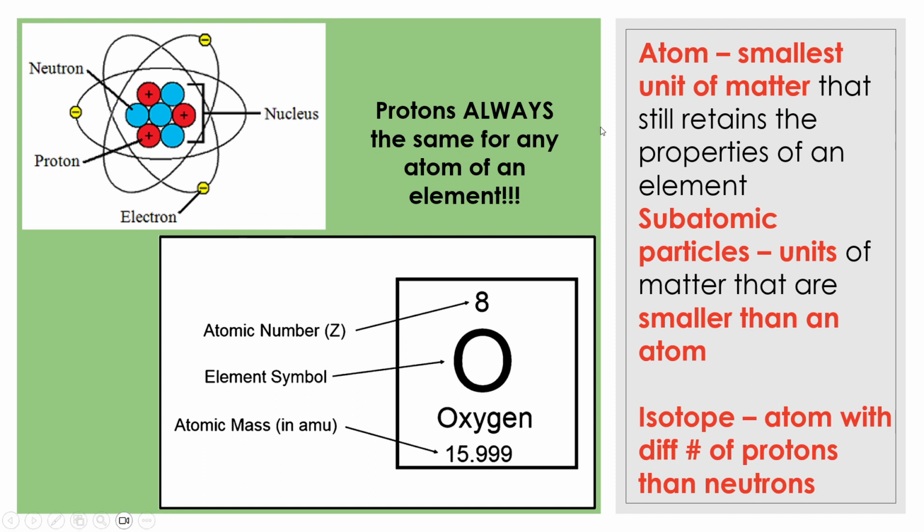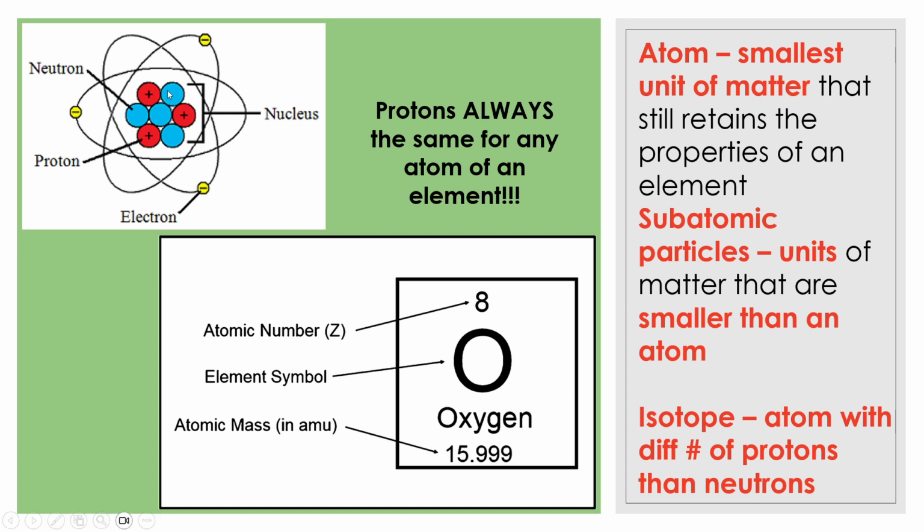Atoms. So cells are the smallest unit of life. Atoms are the smallest unit of matter, and they still retain the properties of that element. Your subatomic particles are the units that make up your atom, therefore they're smaller than it, and include protons, which have a positive charge, neutrons that have no charge, and electrons, which are outside the nucleus and have a negative charge. Your nucleus is made up of protons and neutrons, and these have most of the mass of your actual atom.